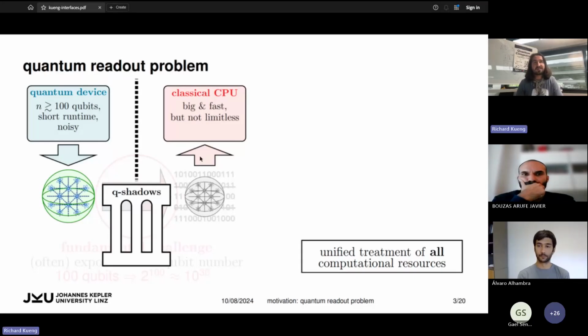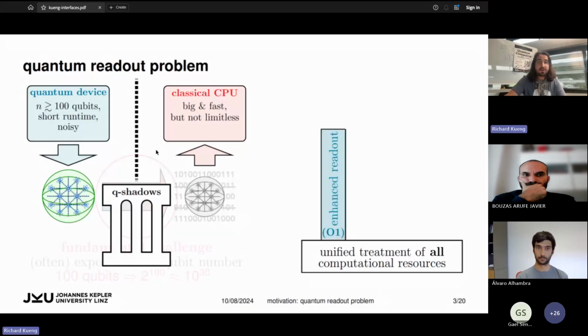We cannot just assume unlimited classical computing power to do whatever readout protocol we want. And on the other side, we can also not assume unlimited quantum power to use a quantum computer to do the readout for us. So it's really about balancing resources and finding a good compromise between quantum and classical algorithms in order to bridge this gap. And what we set out to do is to really use quantum effects to make the readout more scalable on the quantum side.